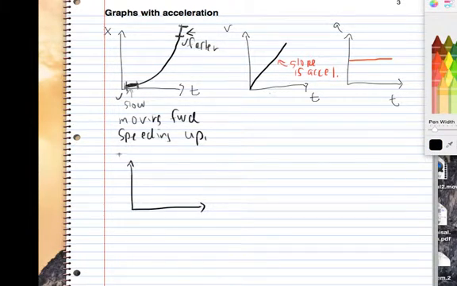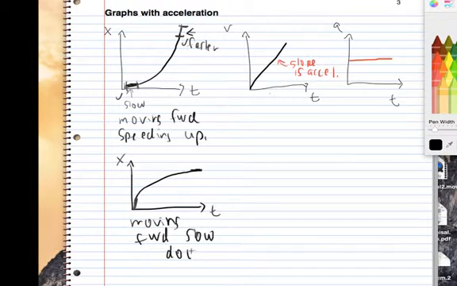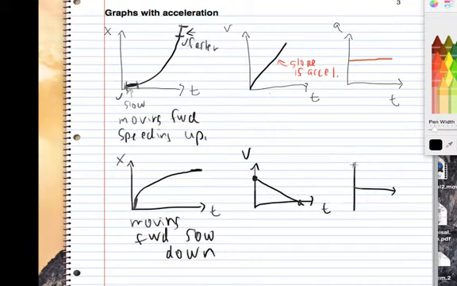So let's look at moving forward and slowing down. Well, if I'm moving forward quickly, I need a steep slope, and then I need my slope to level off to flat so that I come to a stop. So moving forward, slowing down looks like this. My velocity graph needs to start off as going fast and then slowing to rest like this. And finally, my acceleration graph, once again, is going to be the slope of my velocity graph. It's a negative slope, so it's going to be down here.